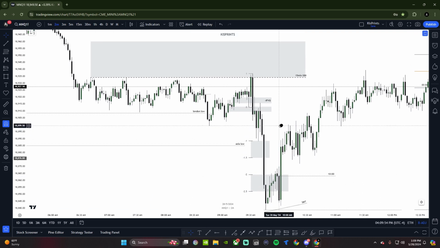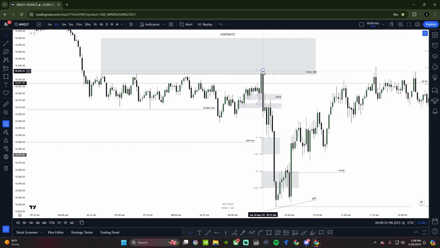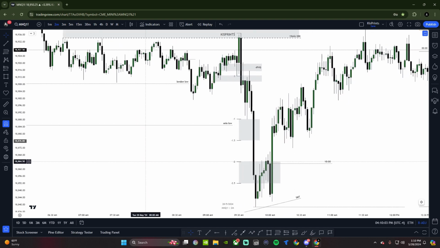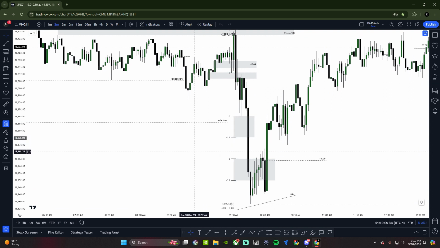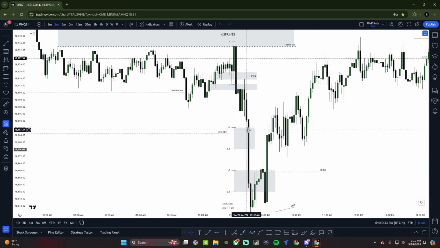Assuming we use wick to wick, we can also use wick to body, but assuming we use wick to wick on the last leg that swept liquidity, you're obviously going to be hitting the 1 to the 1.5 standard deviation first, so that's going to be your silver bullet zone. However, this isn't in a silver bullet area. This is obviously at 9:38. The standard deviation projection works best during a silver bullet macro, which would be 10 to 11 a.m., 2 to 3 p.m., or 3 to 4 a.m., which is London. In this case, 1 to the 1.5 is where you would expect price to reaccumulate and redistribute.